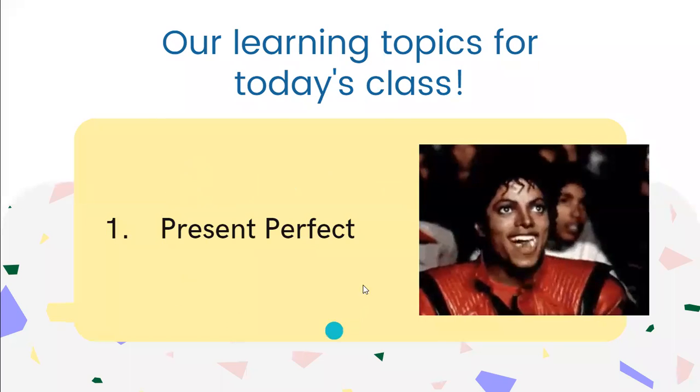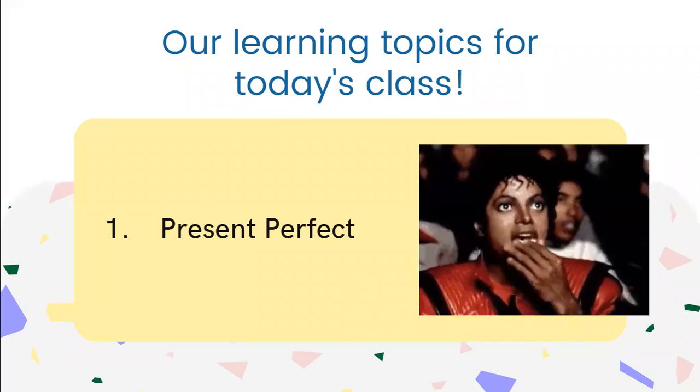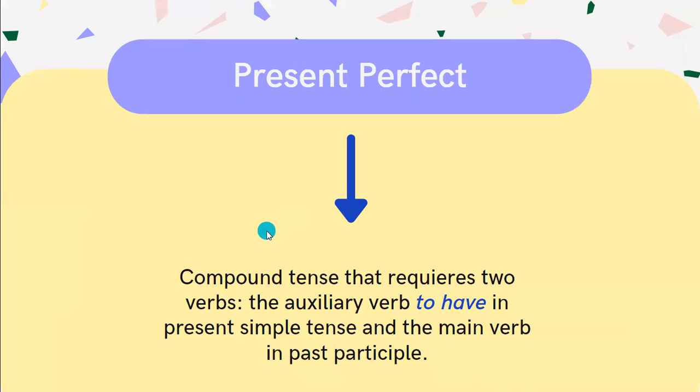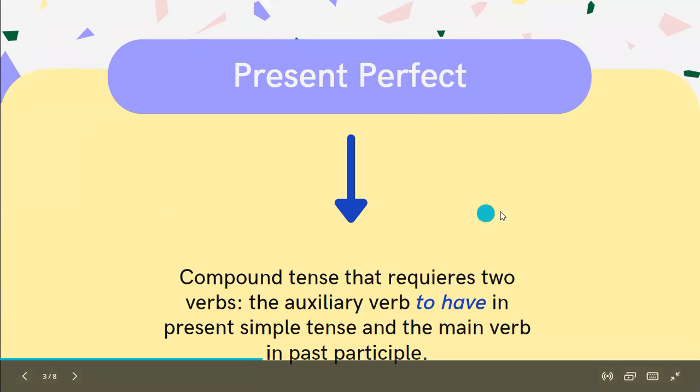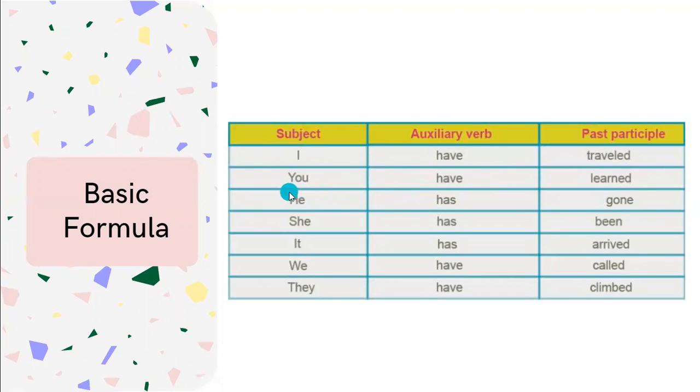Today we're going to learn about present perfect. Last class I showed you what the past participle is, and now we're going to use that past participle to understand the present perfect. So the present perfect is a compound tense that requires two verbs. The auxiliary verb to have in present simple tense, and the main verb in past participle, the one I showed you in the last class. And the basic formula consists of a subject, the auxiliary verb, and the past participle. I have traveled, you have learned, he has gone, she has been, etc.